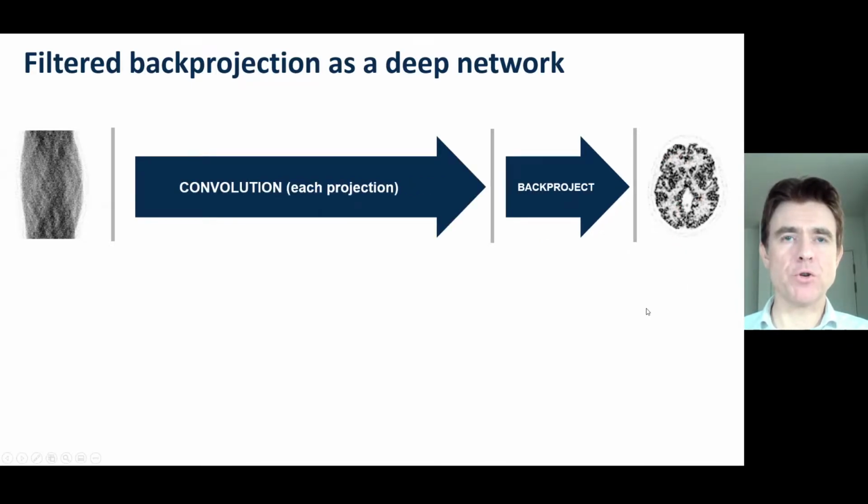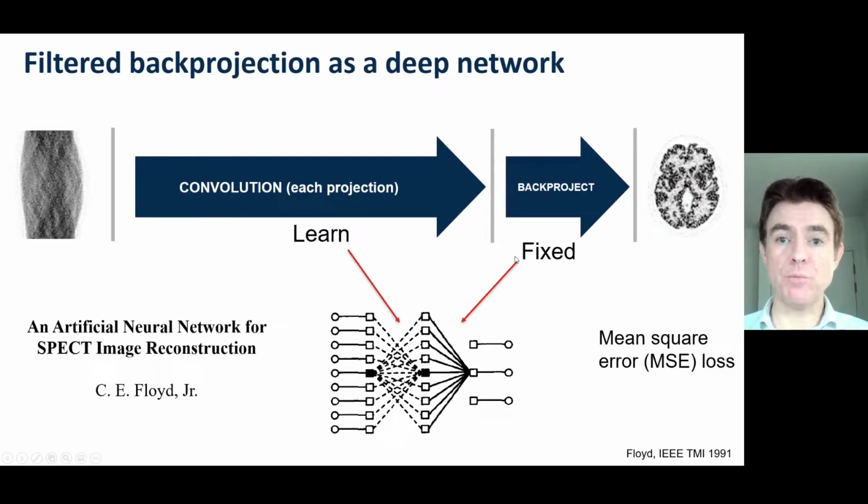Now, of course, that process of filtered back projection could in fact be decomposed into 2 stages. The first stage is a convolution of each of the rows of the sinogram, each of the view angles of the sinogram could be convolved with some kind of reconstruction kernel. And once we've done the filtering of the sinogram, we can just back project all the view angles to get a reconstructed image. Now at this point I want to point out that this was in fact one of the early pieces of work for machine learning for the case of image reconstruction, in this case for SPECT imaging, where Floyd put forward an artificial neural network for SPECT image reconstruction, and this is what he did.